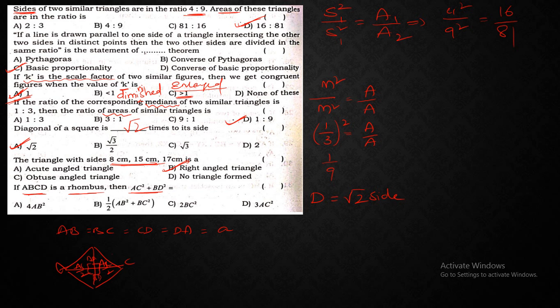If we consider any right angle triangle, and this is the side length of the rhombus, then we can say AC by 2 whole square plus BD by 2 whole square is equal to that side square, right? Now if I simplify this, AC square by 4 plus BD square by 4. That means I can write AC square plus BD square whole by 4. If I transpose this 4, I can write it as 4 times a square. Already we know a can be written as AB or BC or CD or DA. So 4 times a square means we can take it as 4AB square or 4BC square or 4CD square or 4DA square, right?